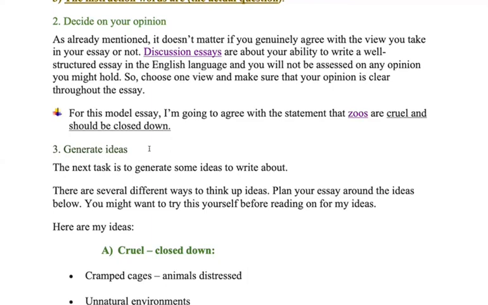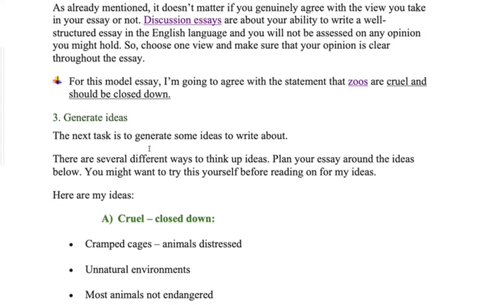The last one here, so we talked about deciding on your opinion, is to generate ideas. So brainstorm your ideas. The next task is to generate some ideas to write about. There are several different ways to think of ideas. Plan your essay around the ideas. So you need to generate your ideas, okay, before you write.